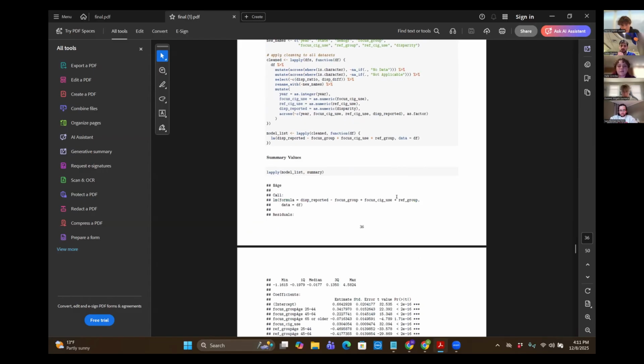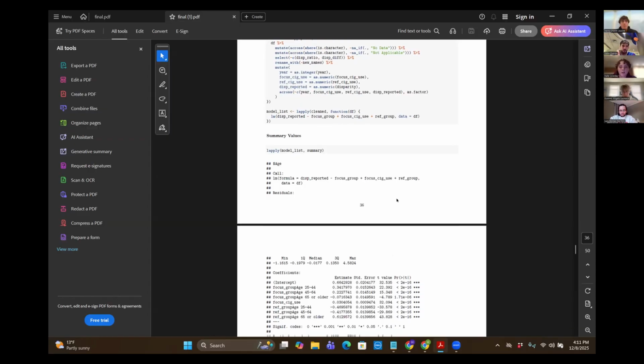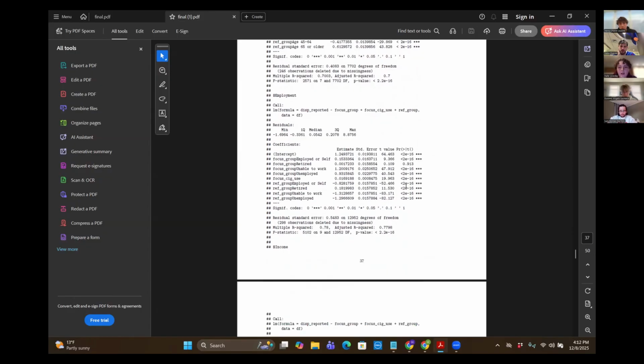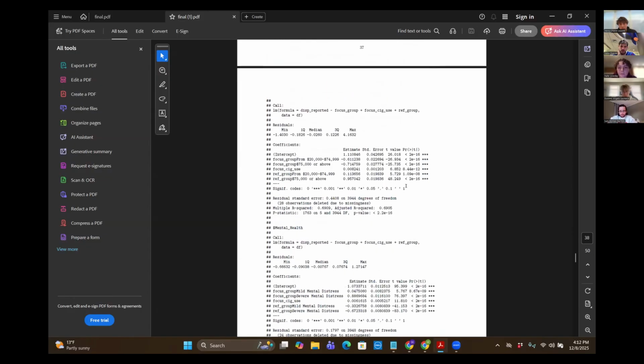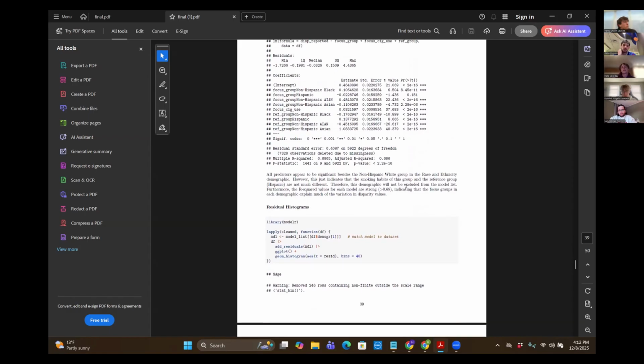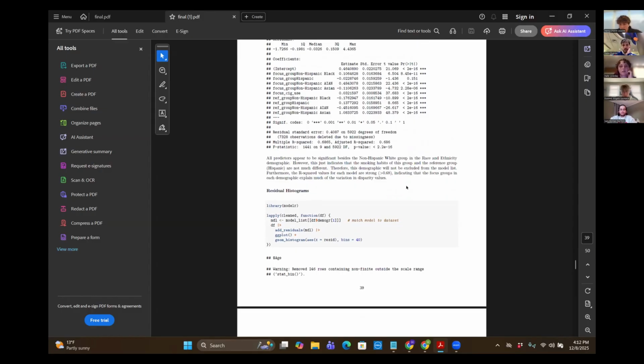And then I applied some summaries and different plotting techniques in order to make sure that each of those was also significant. If you scroll through these, you can see that the R-squared values and p-values are significant for each of the models and each of the predictors. I'll go ahead and go to the bottom though, because there's a lot to look at. Everything appears to be significant besides the non-Hispanic white group in the race and ethnicity demographic. However, this just indicates that the smoking habits of this group and the reference group, which is Hispanics, are just not much different. But I opted to include it regardless because the model itself was pretty significant.